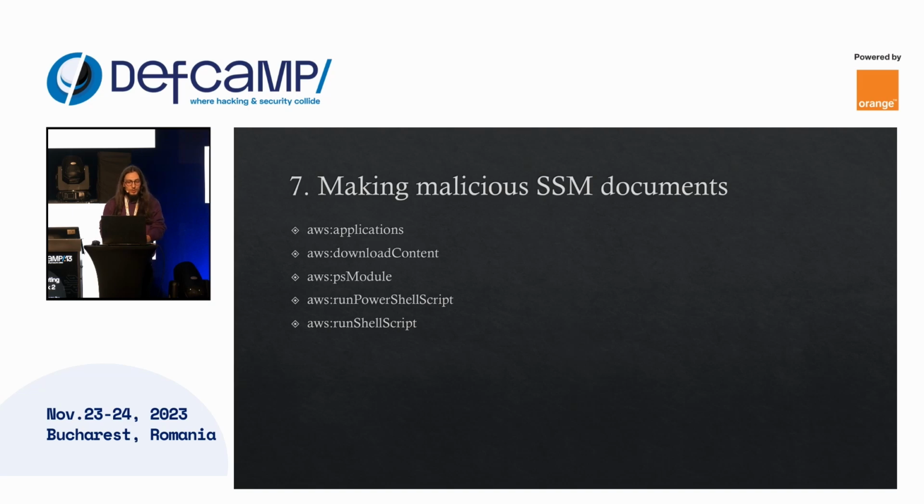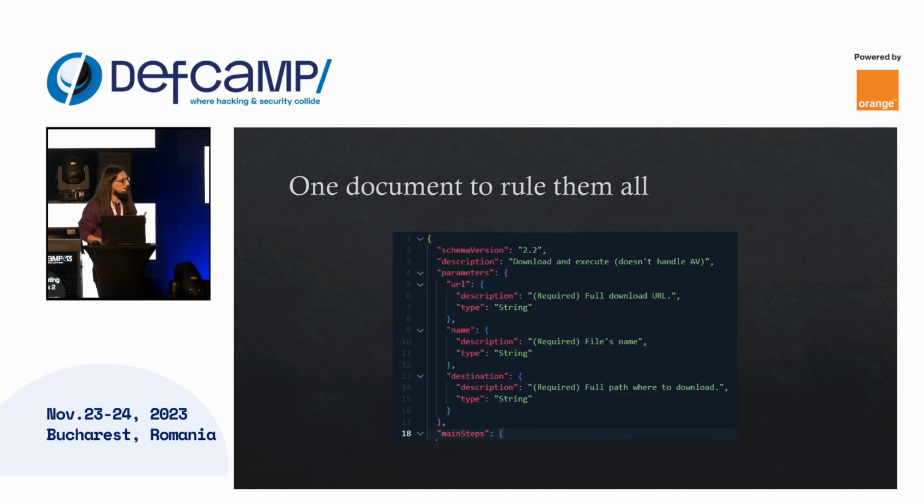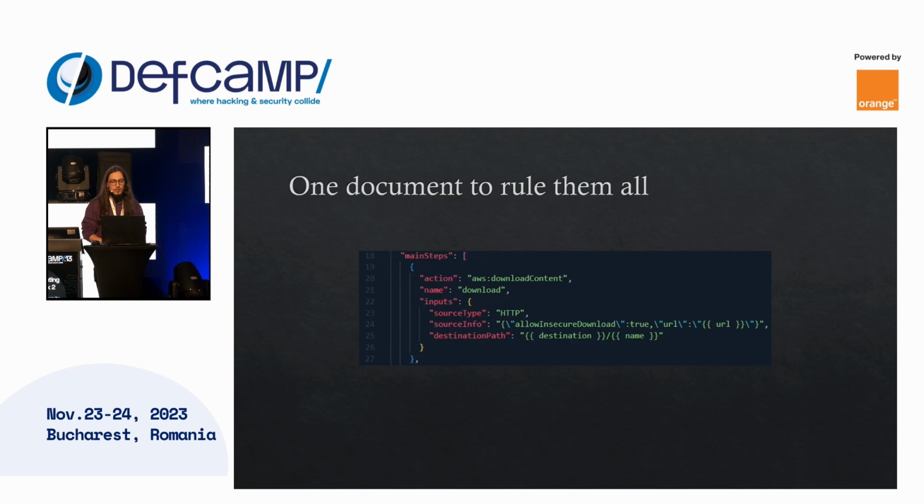You can make your own malicious SSM documents. You have these actions that do a lot of things, like installing Windows applications, downloading files, installing PowerShell modules, and running system commands with runPowerShellScript for Windows and runShellScript for Linux. I made something that I called one document to rule them all, because it downloads and executes a file, and that's it. It works both on Windows and Linux. It takes as input the URL to download, the name of the file, and the destination where you want to save it. The first step is to download the file and save it where you want it to be saved.